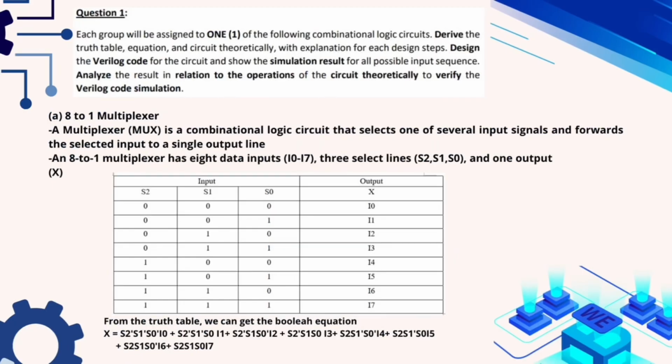Now we move on to our first question. Each group was assigned a combinational logic circuit to design and verify. Our task was to implement an 8-to-1 multiplexer. A multiplexer, or MUX for short, is a circuit that selects one of several input signals and forwards it to a single output line.